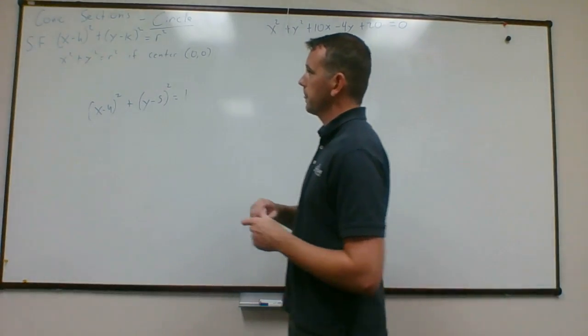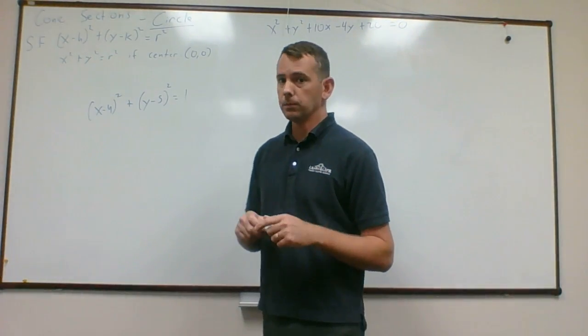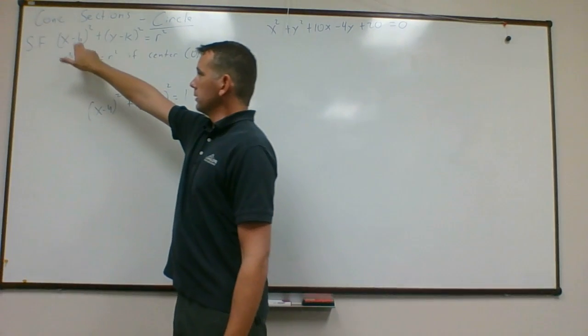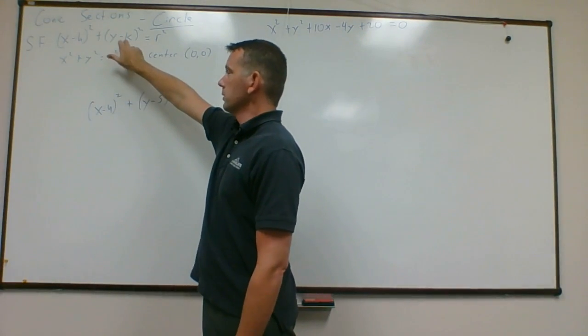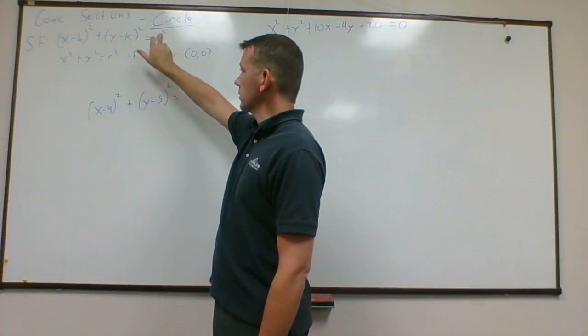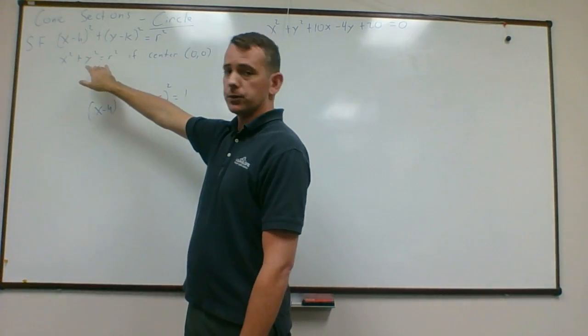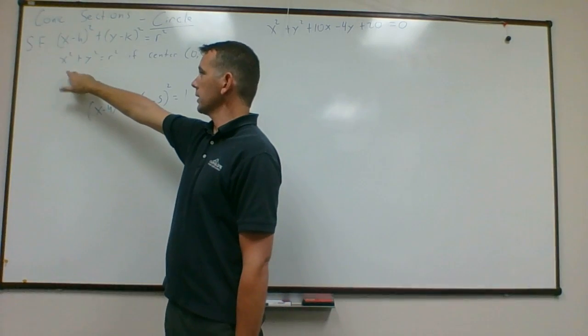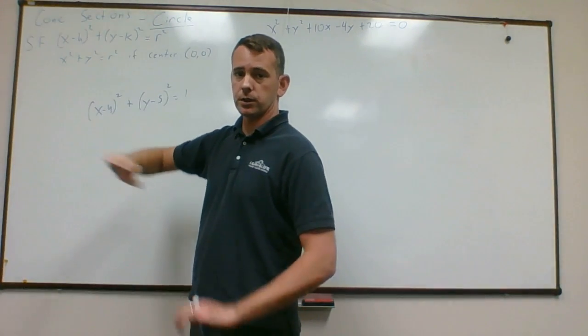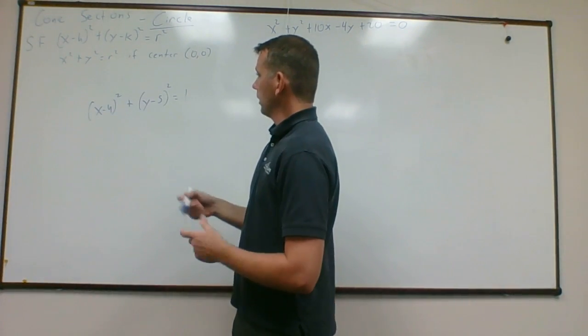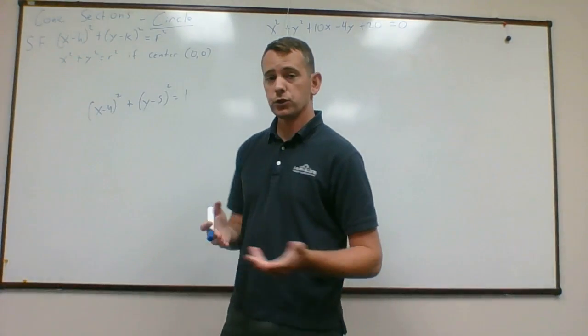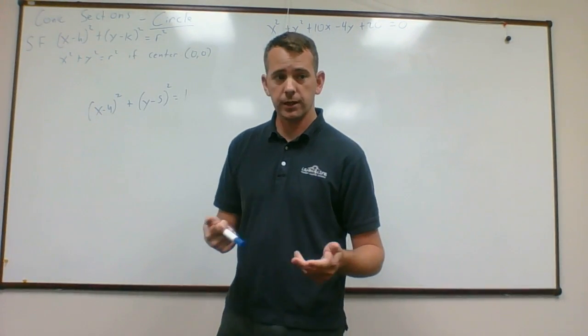For circles, you only have one standard form. It's your x term squared plus your y term squared equals your radius squared. If the center of the circle is at 0, 0, at the origin, then it's just x squared plus y squared equals r squared. Nice and easy.